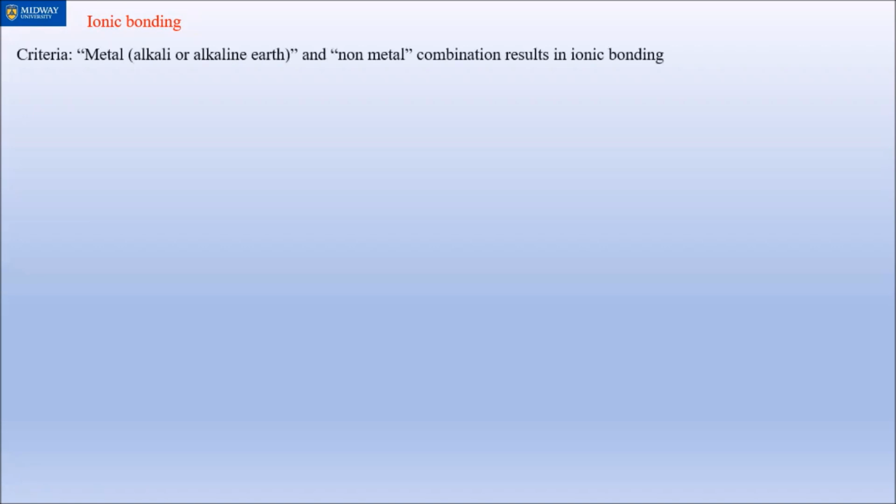Welcome back. We're going to continue our discussion on chemical bonding, and the first type of bonding we're going to look at is ionic bonding. Now let's look at the criteria. For a bond to be ionic, we can also prove this from the Linus Pauling electronegativity table, which we're going to look at pretty soon. But if you have a metal and a non-metal combination, there's a higher chance it's going to be ionic bonding.